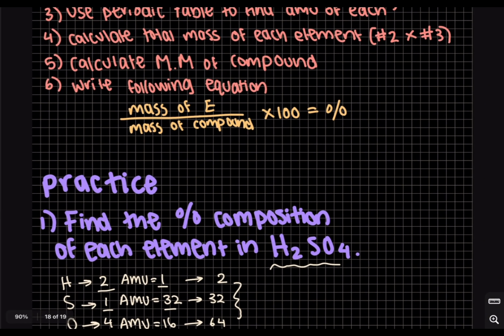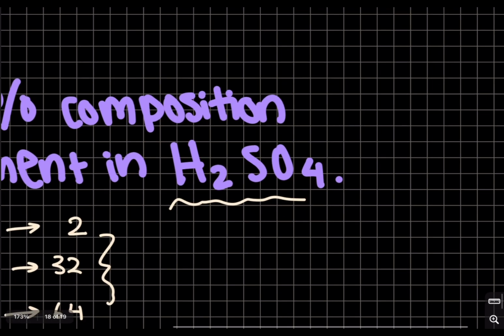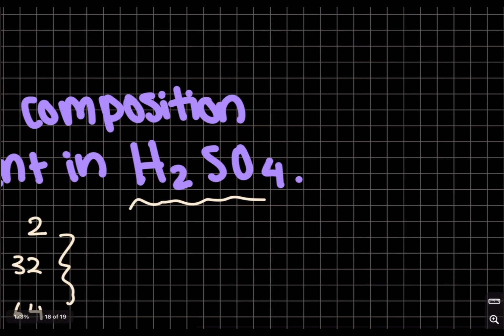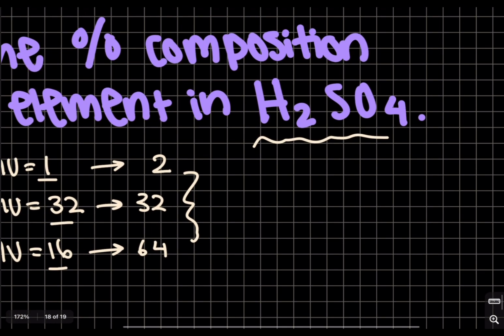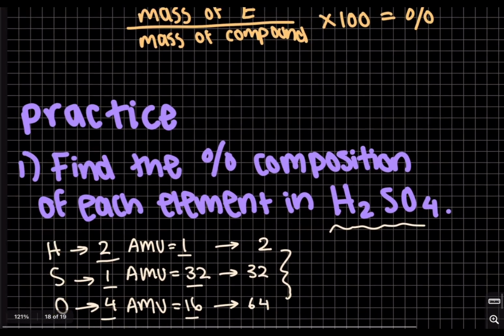Now, step 4 is to calculate the molar mass of the compound itself. So to do that, I'm going to go to H2SO4, and I know that, actually, I've already, okay, wait.